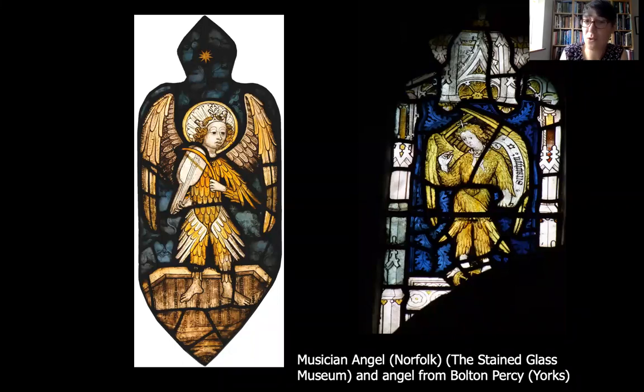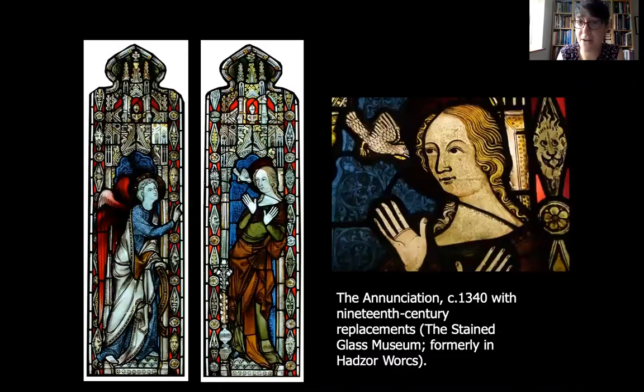There was an enormous cult around the Virgin Mary in Catholic England, and especially from the 14th century onwards. This is a really wonderful, rare survival of a depiction of the Virgin Mary in medieval glass, and it's very typical of the English international Gothic style, this mid-14th century period. It's at the Stained Glass Museum, but formerly came from a parish church at Hadzor.